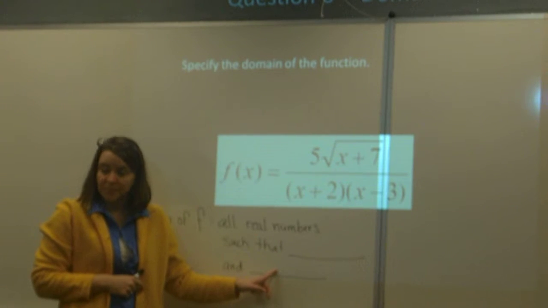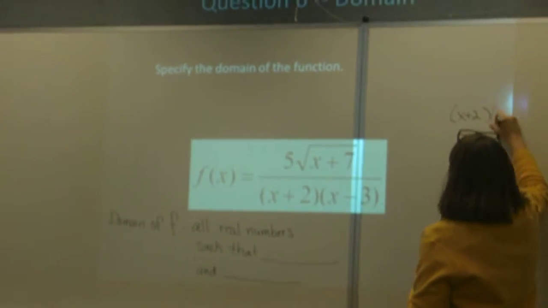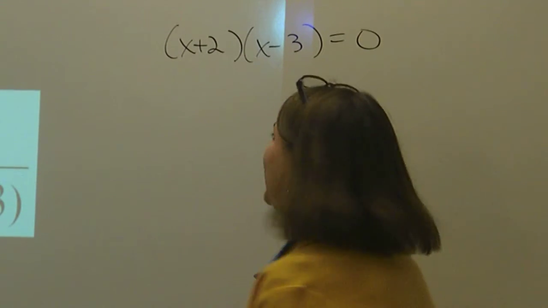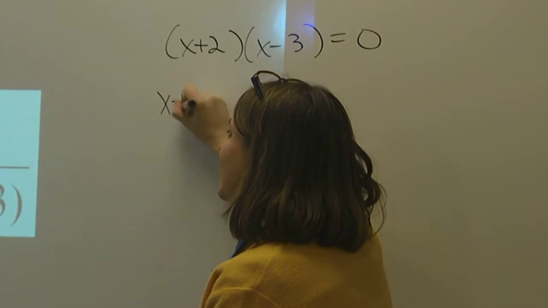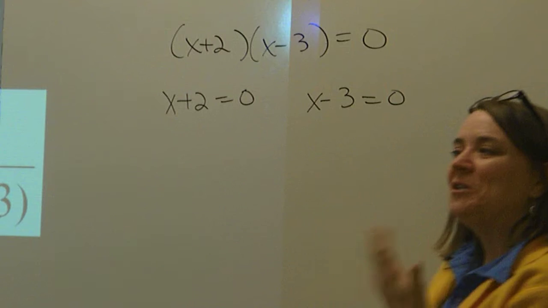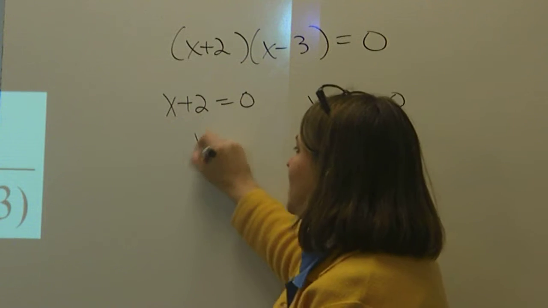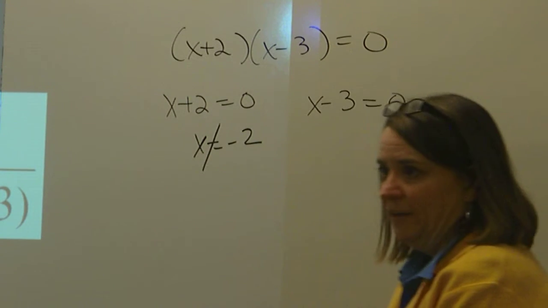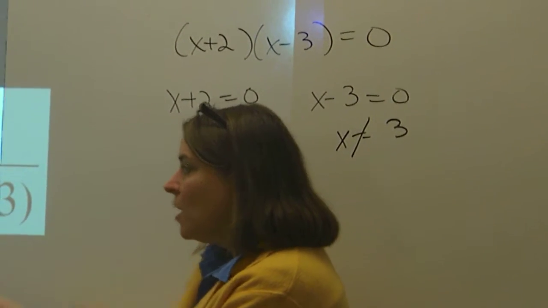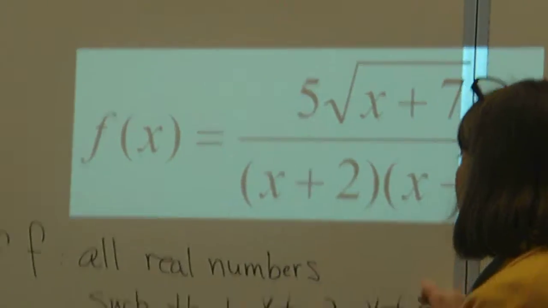So we do some scratch work. Let's figure out when the denominator is 0. Did you set this product equal to 0 and then solve? If a product is 0, that implies one of the factors has to be 0. What two values of x should we exclude? Yeah. We exclude -2. We don't want that. And we exclude the 3. We don't want that. So our domain of f is all real numbers such that x doesn't equal -2, nor does it equal 3.